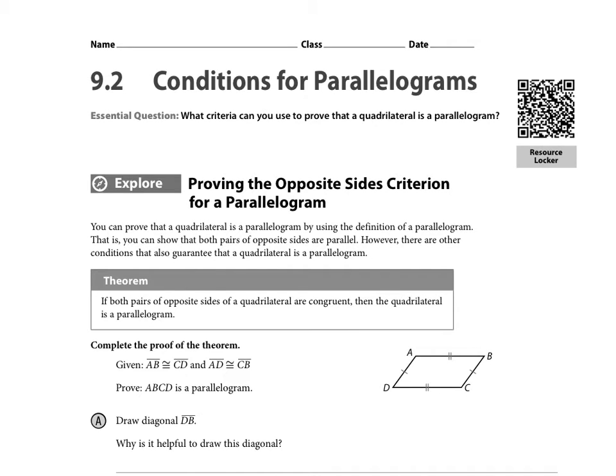Hey everybody, welcome to the video for section 9-2, module 9.2, and we're going to be talking about what criteria are we allowed to use to prove that a quadrilateral is a parallelogram or not, and we're going to talk about 3 sets of criteria that we can use. I want you to keep in mind these criteria because when we start to use coordinate geometry to start proving these things, it's going to be really important.